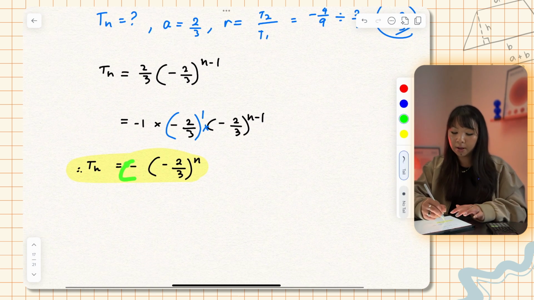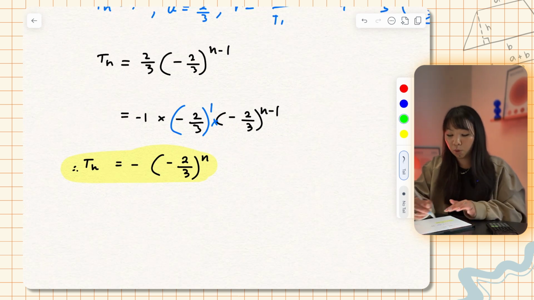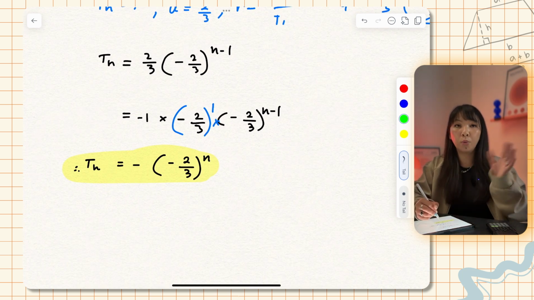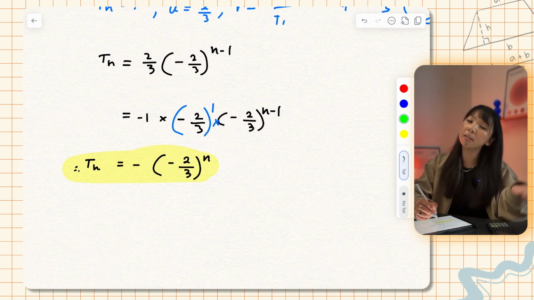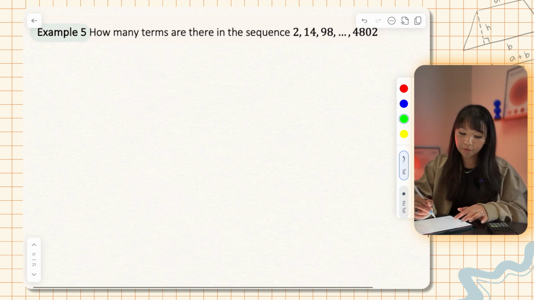And please do not bring this negative into there and make it a positive. It's not true. What this does is it's just going to alternate the negative sign, sometimes negative, sometimes positive. Okay, great. Next, example 5.